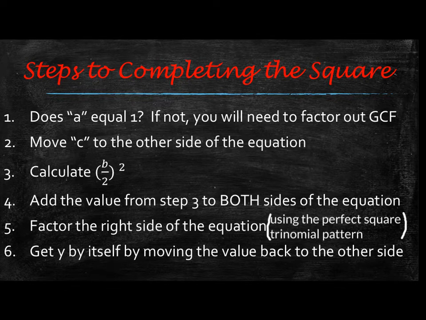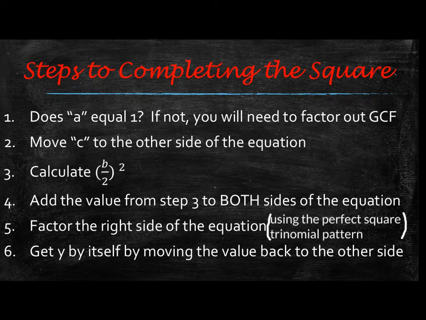Okay, so let's go over the steps to completing the square, and you'll need to write these down in your notes. The first step is you want to check and see if your a is equal to 1. If it is not, then you will need to factor out that a value of your quadratic before you can get started. The second thing that you're going to do is move the c value to the other side of the equation. So you would either need to add or subtract it to the other side of the equation.